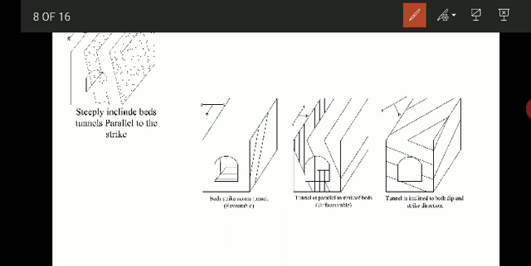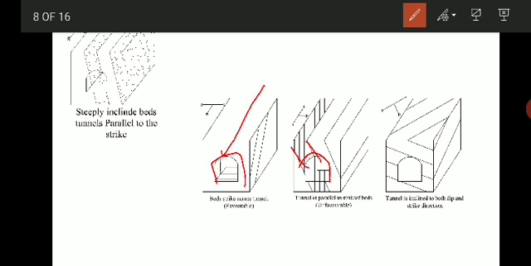In the second case, how is the tunnel? See, this is the dip direction and this is the strike of the bed. So this tunnel is running parallel to the strike of the bed. So the pressure distribution due to the bedding plane is unsymmetrical. You can see hardly one or two beds are intersecting the tunnel, right? This is a tunnel and here only two bedding planes are intersecting the tunnel, whereas here it was not so.